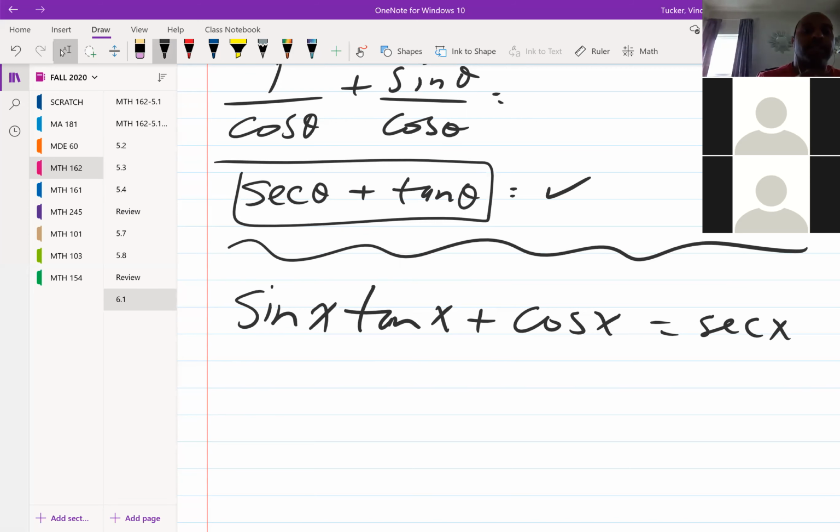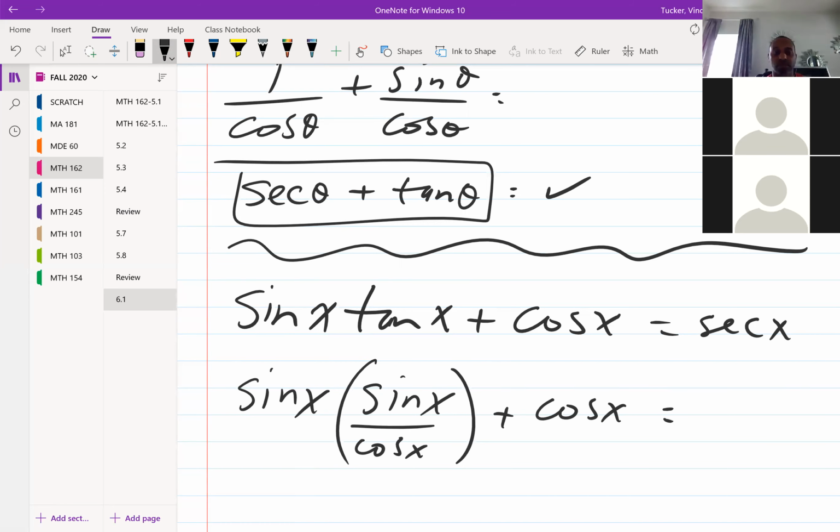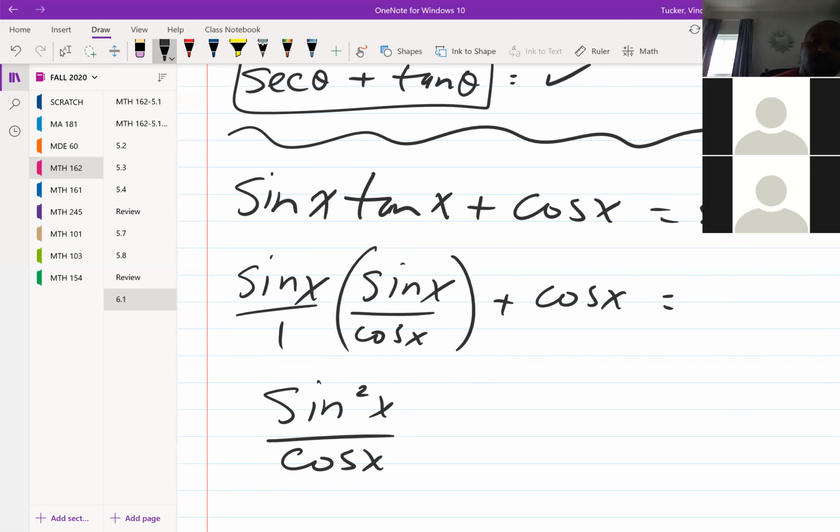So we can go back to the idea of converting everything to sine and cosine. I'm working this left side. Tangent is sine x over cosine x. So now I can simplify that first term. Sine times sine over cosine is going to be sine squared x over cosine.